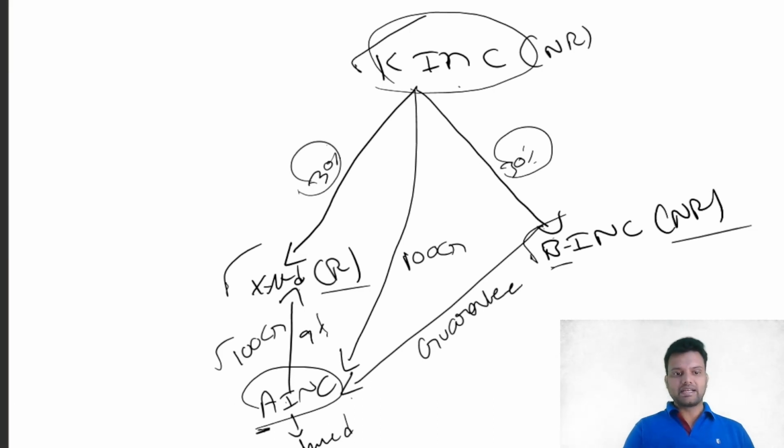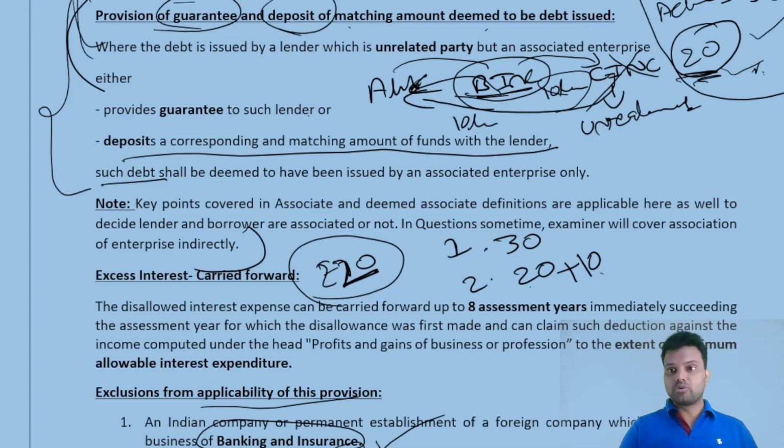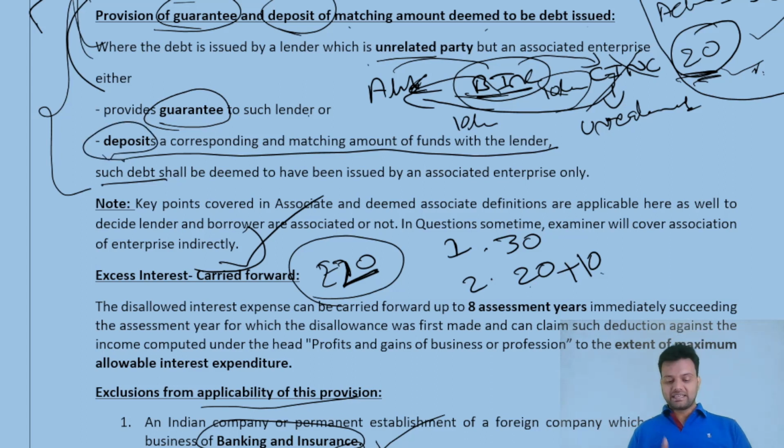Now, to give you better clarity, let me go to the provisions. I'm talking about this particular provision: provision of guarantee or deposit of matching amount is deemed to be debt issued. It is deemed to be debt issued if the lender is an unrelated party but an associated enterprise either provides a guarantee or deposit. Here BINC is providing a guarantee and KINC is providing a matching amount. Both are associated enterprises of X Limited. So in this case, the loan given is covered under section 94B.